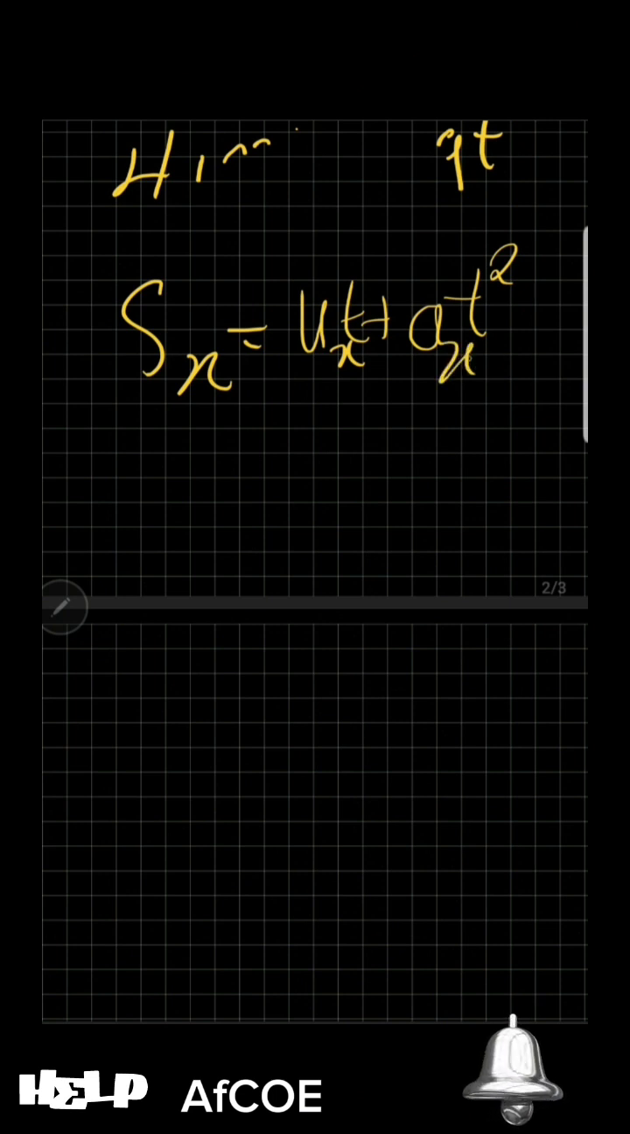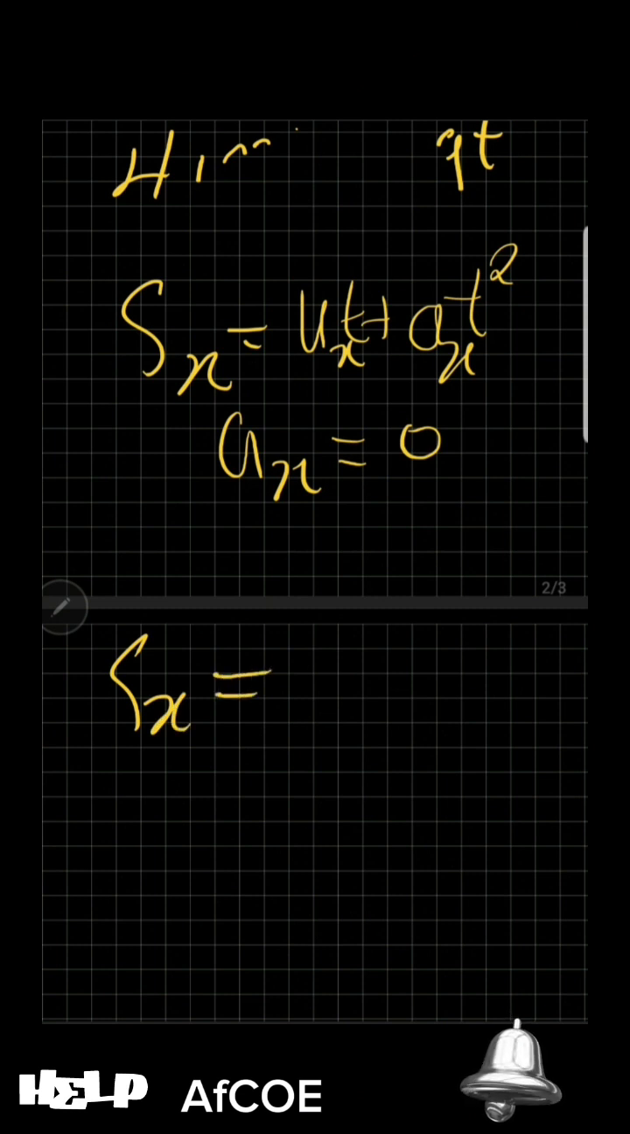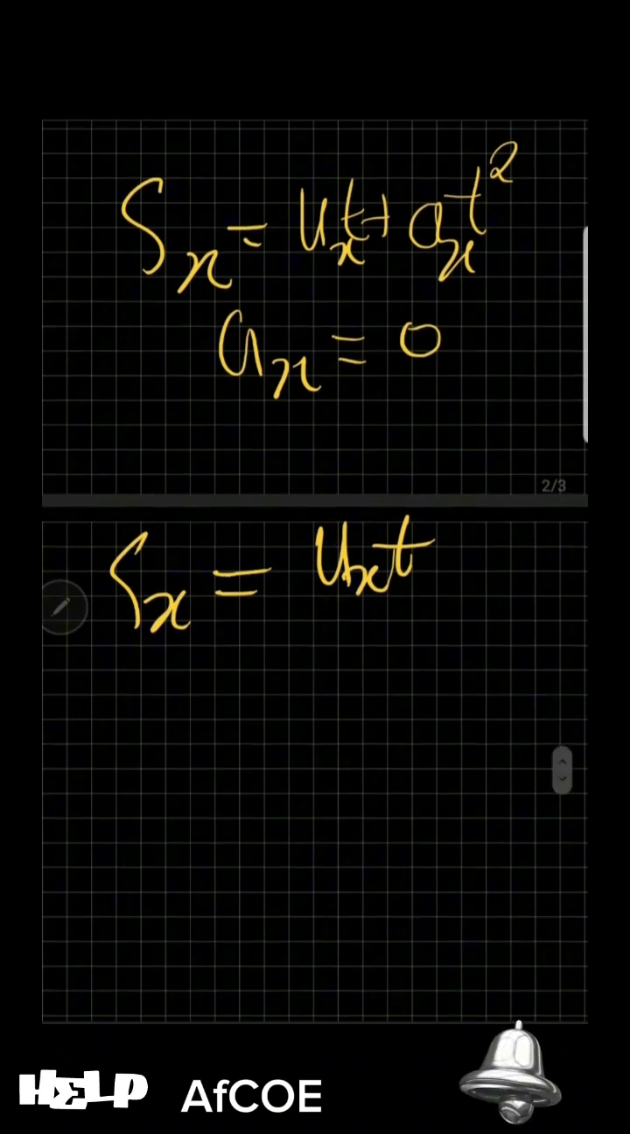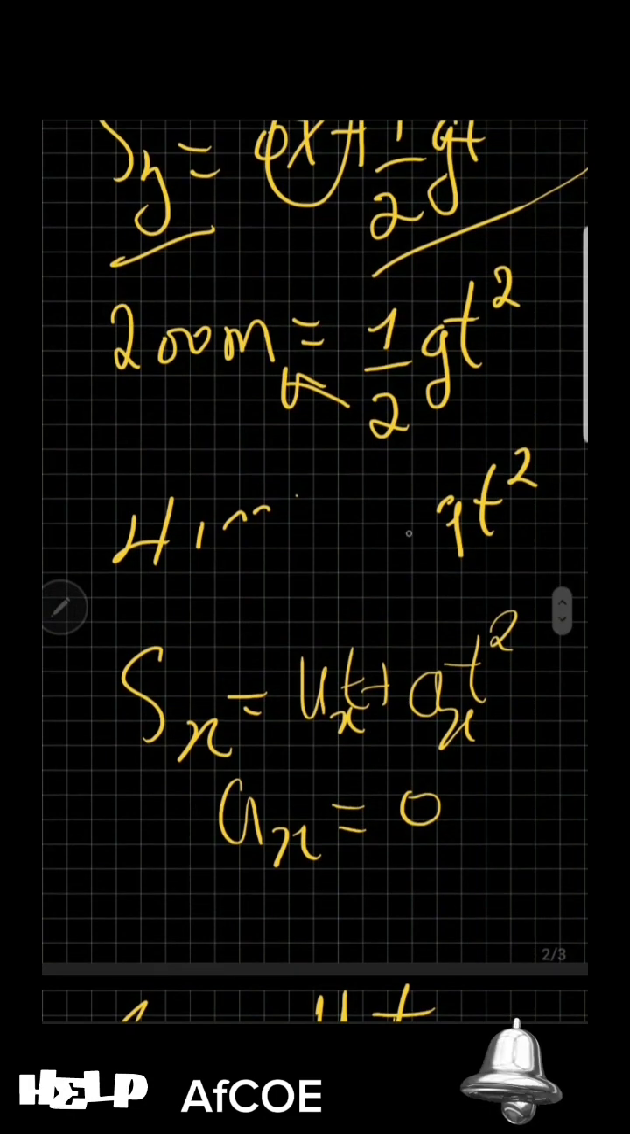But remember, in the x direction, ax equals 0 in a projectile motion. The acceleration in the x direction is 0. So from here we see that sx is equal to uxt. If I'm using the total time for the motion, we use the total time to determine the horizontal range, and from above this is the time.